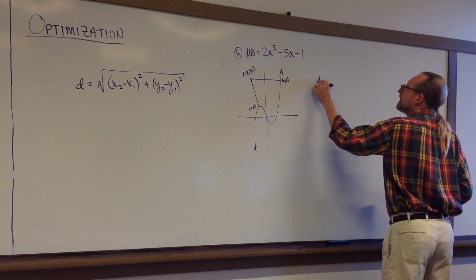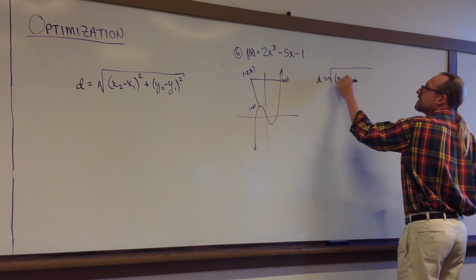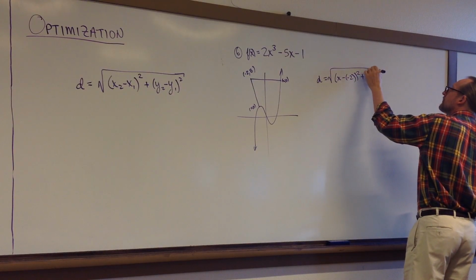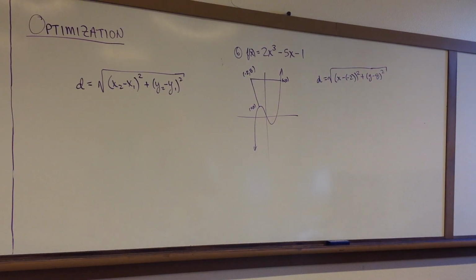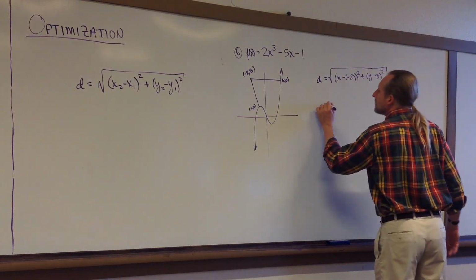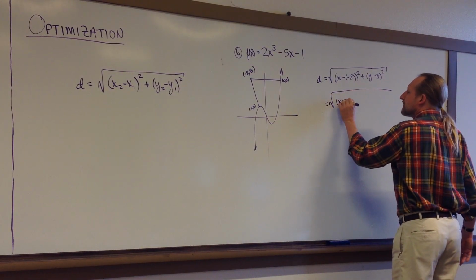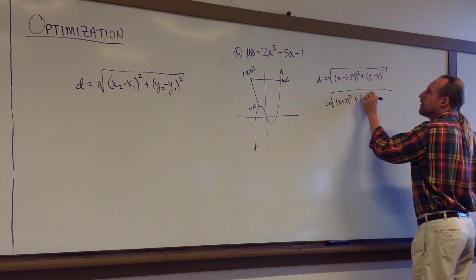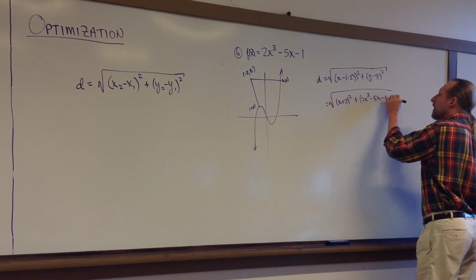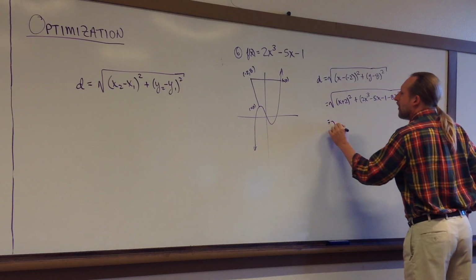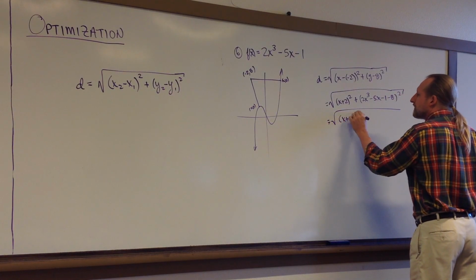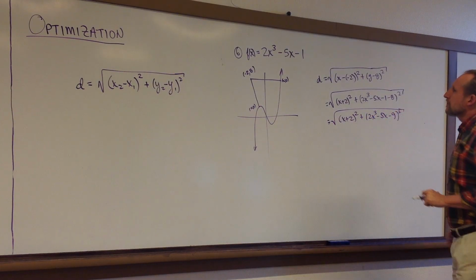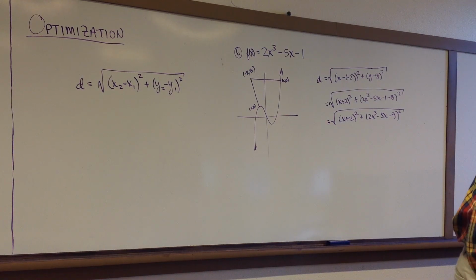But in any event, our distance function is going to be the square root of (x minus -2) all squared plus (y minus 8) all squared. So let's clean that up. Like I said, you don't have to expand these, but it's helpful to do a little bit of simplification just to make it easier to work with. This one's going to be 2x cubed minus 5x minus 1 minus 8. So what we're going to end up graphing as the distance function is going to look something like this. All right, so let's go ahead and enter that.